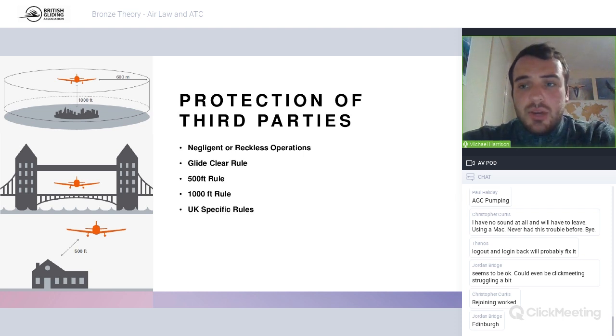And then you get some UK, actually, sorry, before we go into the UK specific rules, open air assemblies. They are areas where 1,000 or more people are gathered outdoors. The 1,000-foot rule and the glide clear rule apply to open air assemblies in the same way as they do to populated areas. But you also can't land or take off within 1,000 meters of an open air assembly unless you either have permission or you're at an aerodrome. So there's some little technical details to the 1,000-foot rule there, which you might need to be aware of.